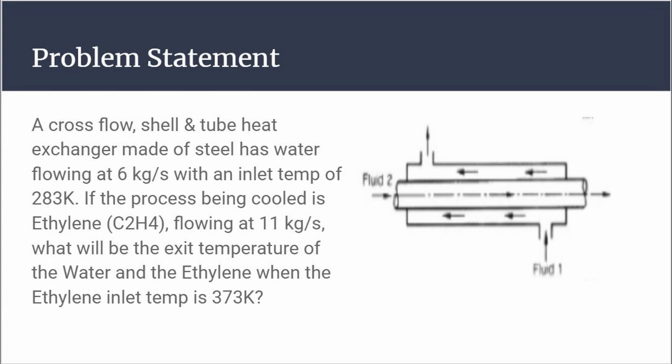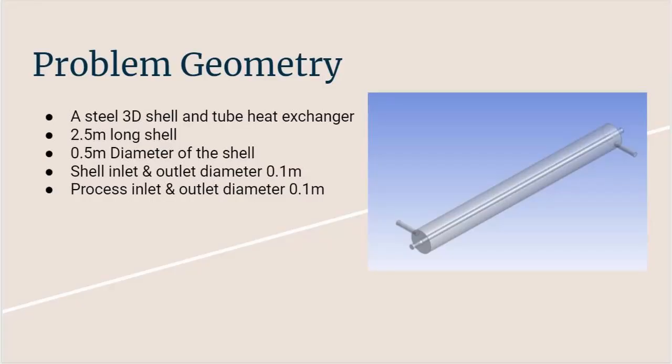And you can see an example of this heat exchanger to your right, where it has the cold water on the outside and ethylene in the middle. Our heat exchanger has some preset geometries. The shell will be 2.5 meters long, and the shell will also be 0.5 meters in diameter. The shell inlet and outlet diameter is 0.1 meters, and the process inlet and outlet diameter will be 0.1 meters as well.